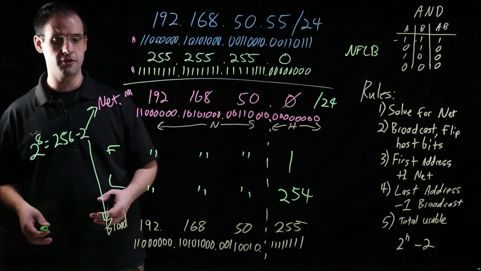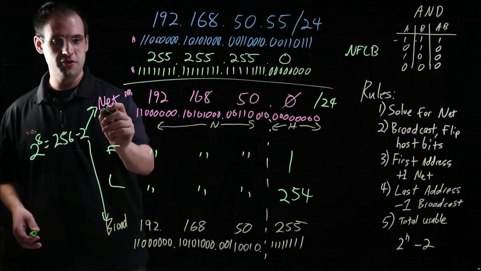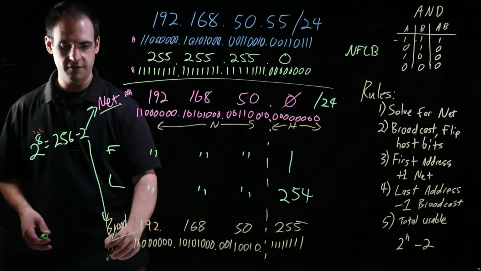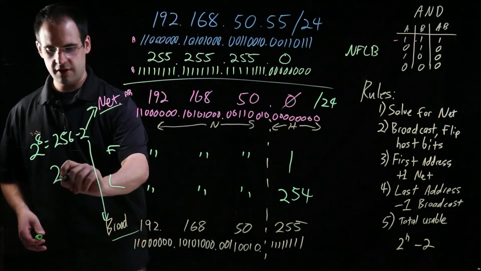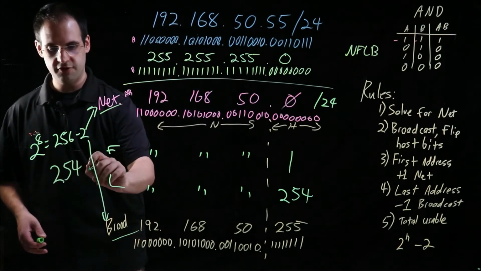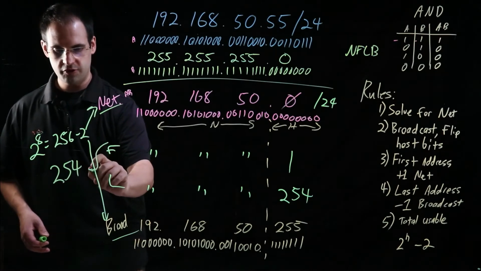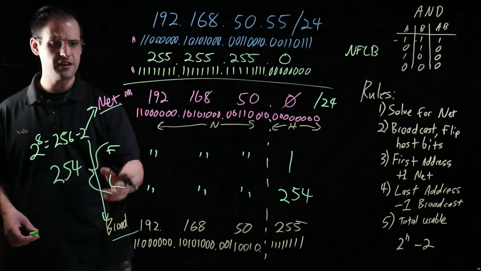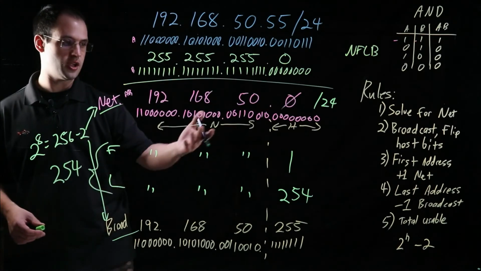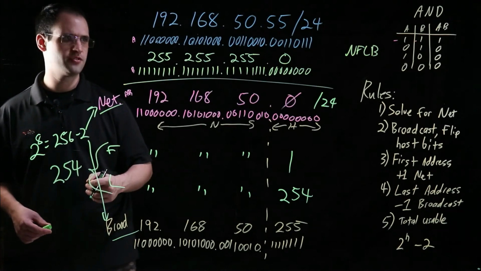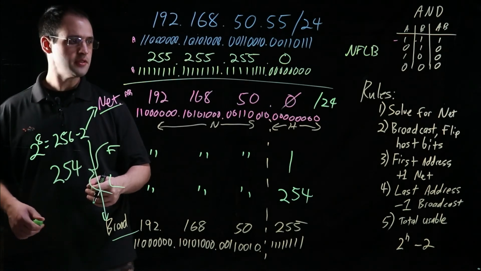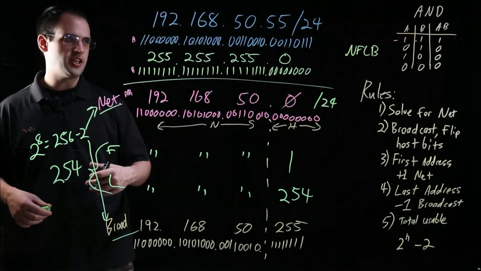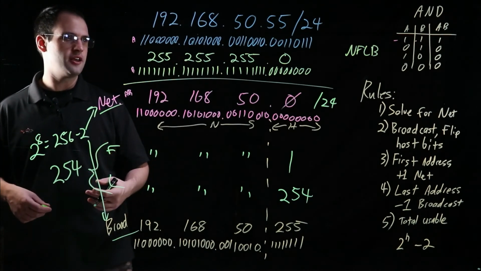We can't use those. All right, so this -2 is getting rid of this one and getting rid of this one, and only including the 254, in this case, usable hosts that are in here between the first and the last usable host, and that includes these values. Don't forget that. We can use .1, we can use .254. All right. So again, that's just an example of us walking through NFLB.